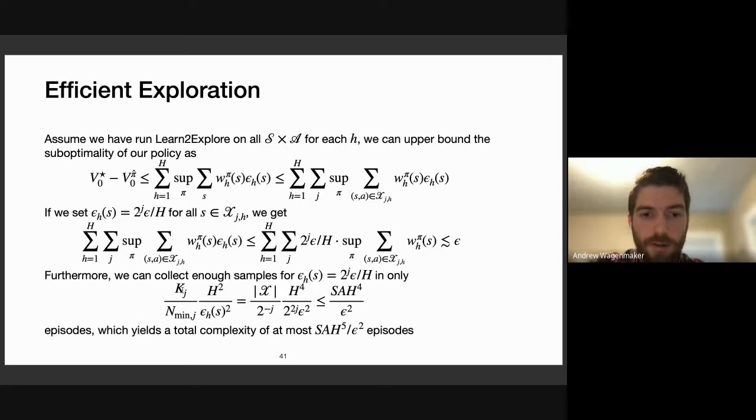If you just plug in all these values, if you work out what kj, n min j, and all these end up being, you can upper bound this by s times a times h to the 4th over epsilon squared. And so basically what this says is that, because you can weight by the reachability, if you weight properly by the reachability, you can both guarantee an epsilon optimal policy and, using this sort of map over states and actions, you can guarantee that you can collect enough samples to actually find epsilon optimal actions.